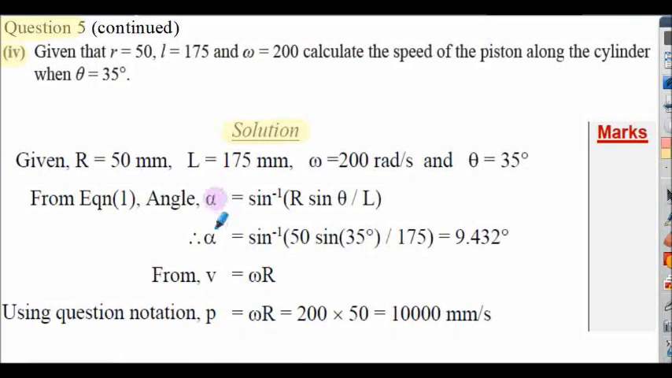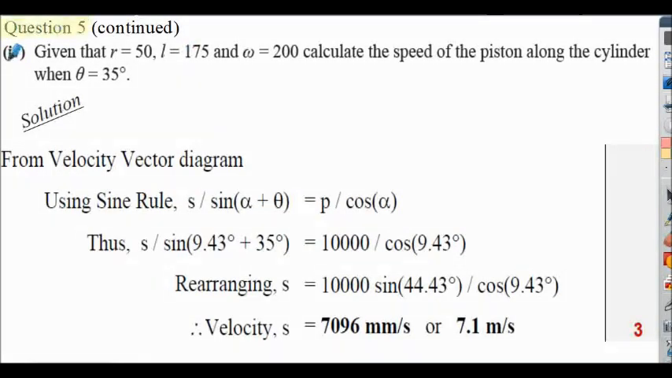Here's the calculation for angle alpha using the formula we derived previously, noting the relationship V is equal to omega r, so velocity equals angular velocity times the radius. In the context of this question, V is actually vector P. We can calculate omega r given the information in the question. So that's the value of P shown here, 10,000 millimeters per second.